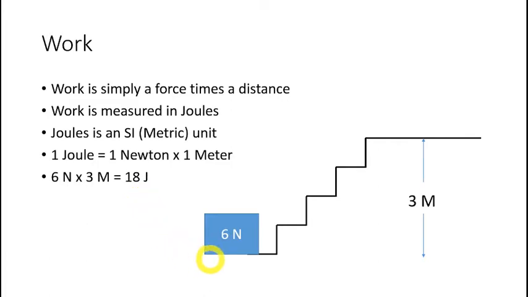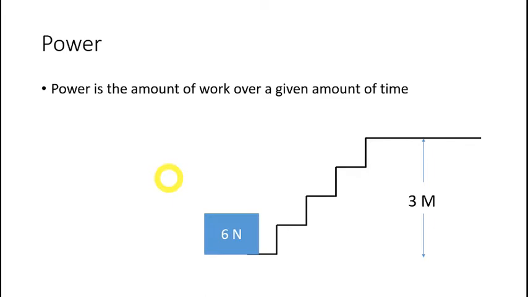So if we traveled up the stairs here and it took us an hour to get up the stairs, or it took us 10 seconds to get up the stairs, it didn't make a difference as far as the amount of work that is being done. All we're doing is taking that 6 newtons and we're moving it up 3 meters, and that is the work that is being done. Now the power that is being displayed in that act has a time component to it.